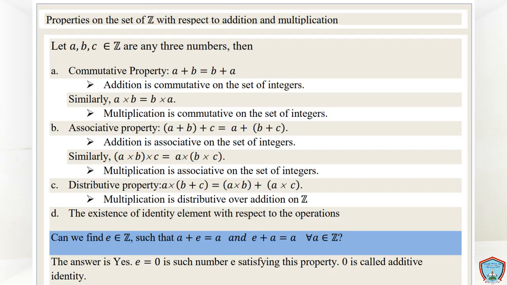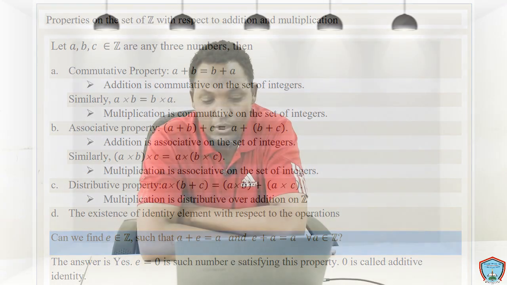The set of integers also satisfies several important mathematical properties. The first is the commutative property, which tells us that changing the order of the numbers does not affect the result of addition or multiplication. For example, 3 plus 5 equals 5 plus 3, and 4 plus 2 is the same as 2 plus 4.